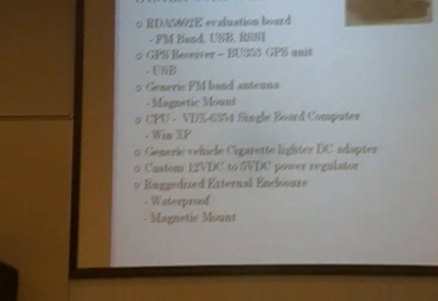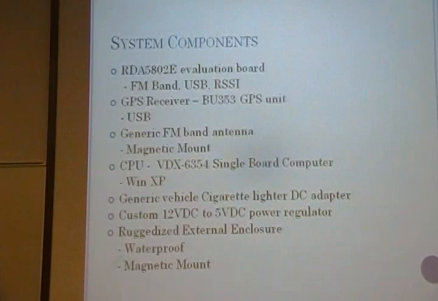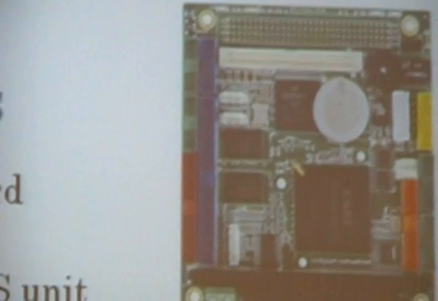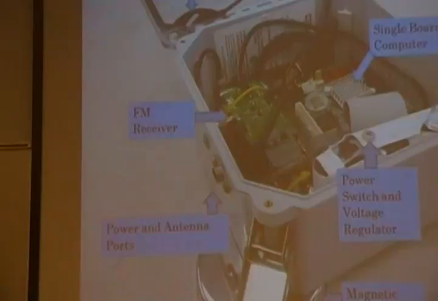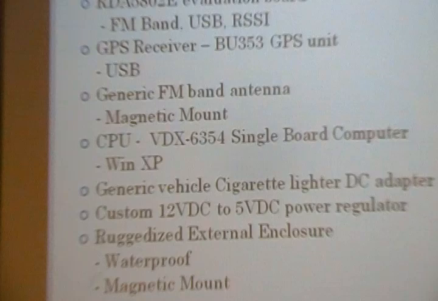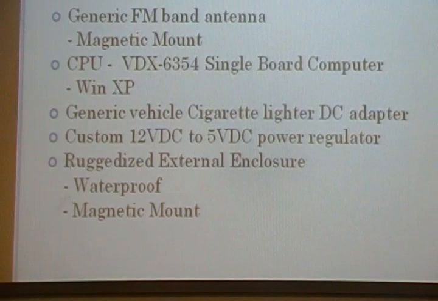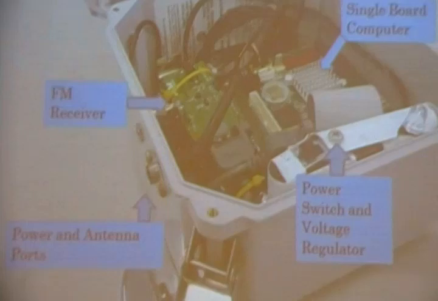We have a simple GPS, also USB, and a generic FM band antenna with a magnetic mount that we constructed. And we have our computer. It's a VDX single board computer. It runs Windows XP and will be running the two devices. It will be running off the cigarette lighter adapter, which outputs 12 volts DC, so we had to design and create a 5 volt power regulator. We put the unit inside of our external enclosure, which is waterproof and magnetic mounted. And here you can see what you need.